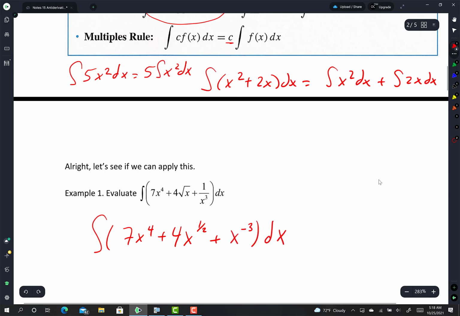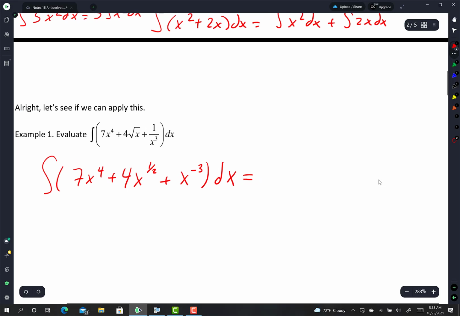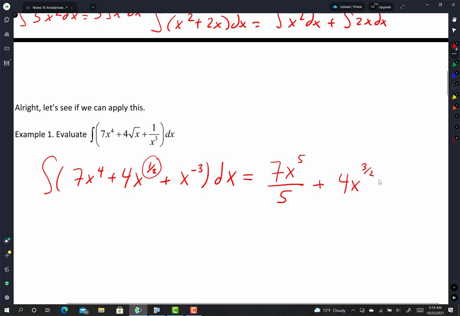So there it is. I rewrote it, guys. And now I'm going to put an equal sign. I'm going to write what the antiderivative of that is. So let's see, what's the antiderivative? This is the polynomial. I'm going to add 1 to the exponent and divide by that number. 7x to the 5th divided by 5 plus, add 1 to this expression right there, guys. 4x to the 3 halves divided by 3 halves, which is the same thing as multiplying by 2/3.